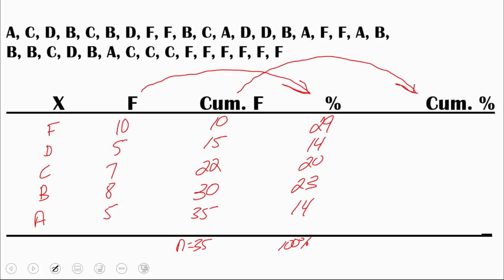So here I'm trying to figure out what percentage of students scored an F or less, and we know that an F is the lowest that you can score. So if 29% of the students scored an F, the cumulative percentage must be 29%.